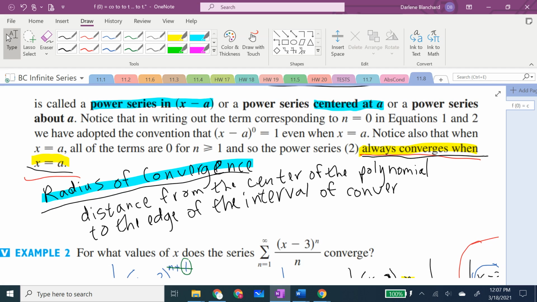That means the answer to example 1, which I gave second, is that it converges only at the center, x equals 0. I'll write that down in a second. The next example that I'm going to show you asks you to find a radius of convergence. The word really describes itself. Radius of convergence is the distance from the center of the polynomial to the edge of that interval of convergence.